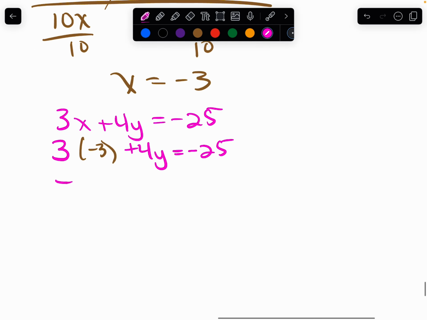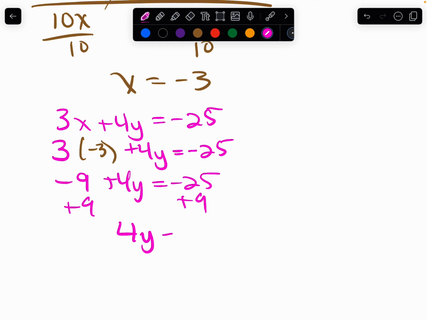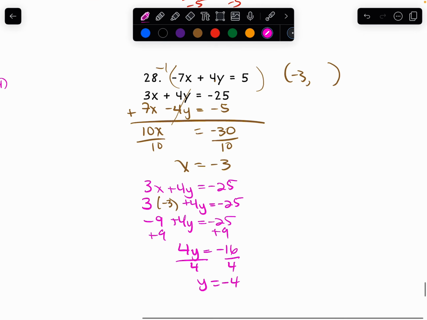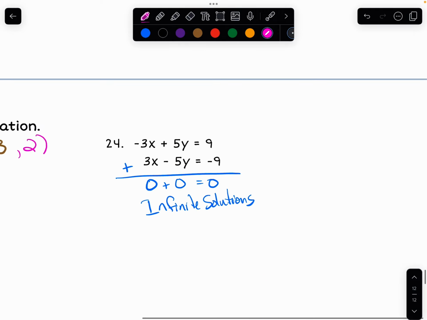Okay, so this would get me negative 9 plus 4y equals negative 25. Add 9 to both sides. 4y equals negative 16. Divide by 4 on both sides and get y equals negative 4. So this is the point (negative 3, negative 4). Oops, sorry about that.